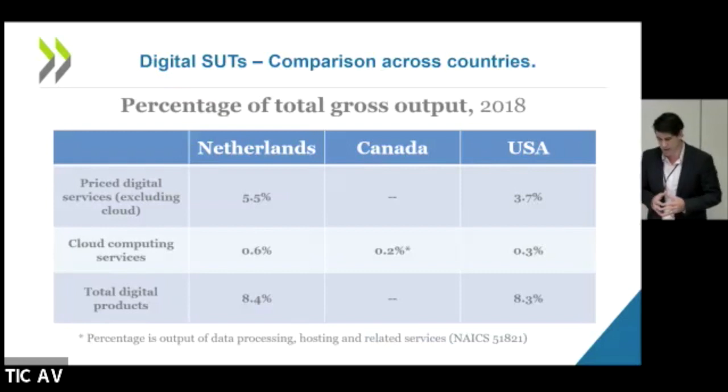So you'll see here, cloud computing services is relatively even in terms of the output of that product as a percentage of total output. The total digital products, again, quite similar. I imagine there is just a little bit of scope difference between the Netherlands and the USA in digital products, but overall it's quite close. And then the pure digital services is essentially ICT goods and services, and they're in the same ballpark.